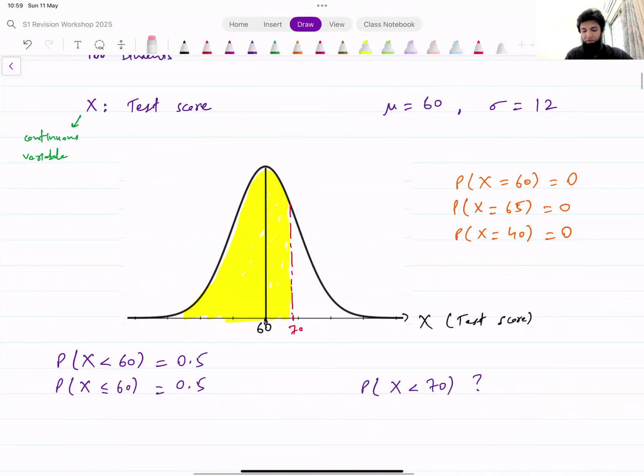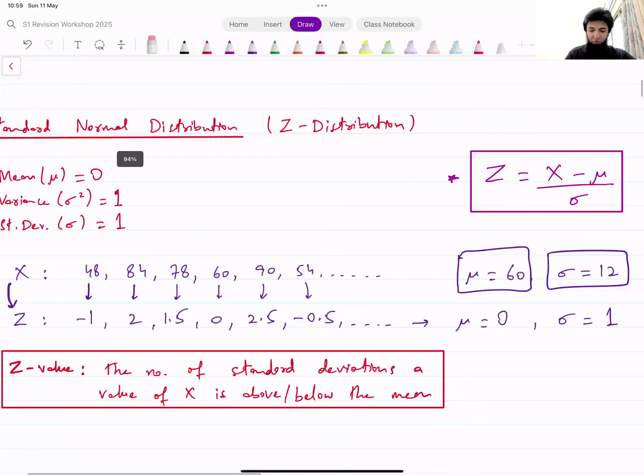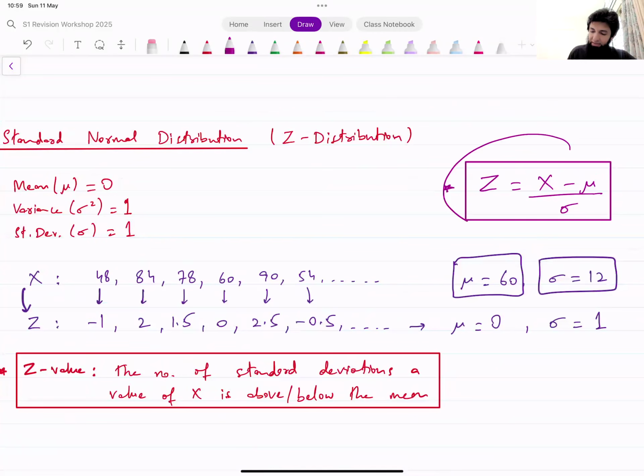That is done using this formula: z equals x minus mu over sigma. It's not given in the formula sheet. You need to memorize this. Z equals x minus mu over sigma. What this formula does is, whatever value you give to it, it subtracts the mean from that and divides by the standard deviation. What that does is it converts the mean of the distribution to 0 and the standard deviation to 1.